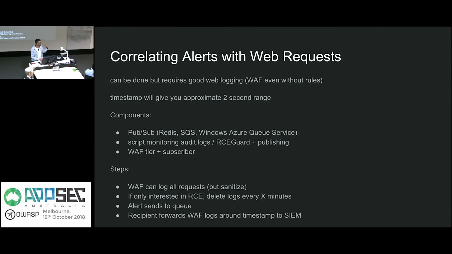One possible solution that combines WAF with PubSub and RCE Guard is to have a script that's looking at the output file from RCE Guard. As soon as it detects something, it extracts the timestamp and sends it to PubSub, and you have something on the WAF side which takes the logs and sends them to your SIEM. So you'd only get those logs. You won't get anything else.